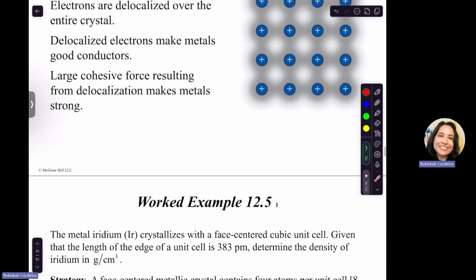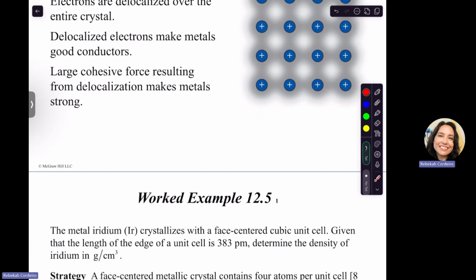All right, so here's another example. The metal iridium crystallizes with a face-centered cubic unit cell. Given the length of the edge is 383 picometers, what's the density? So try again. Now they actually do tell you it's face-centered cubic. So see if you can apply what we talked about from the last question.